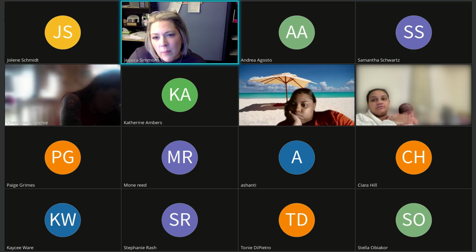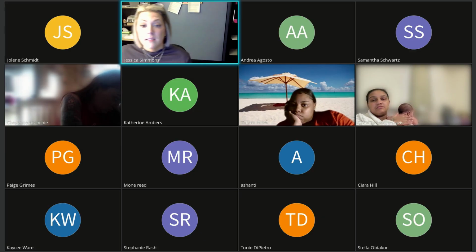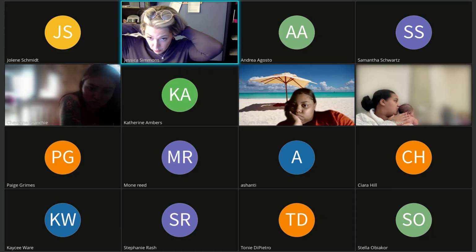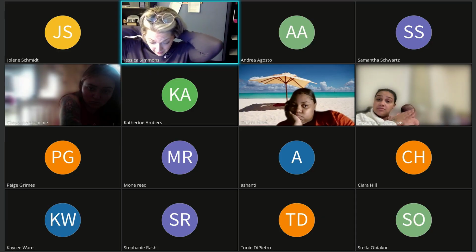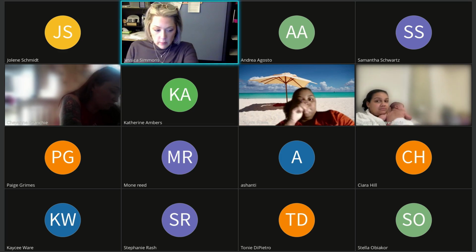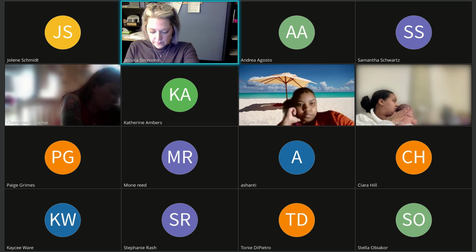Are we allowed to draw on the whiteboard before the test? No, you cannot draw on your whiteboard before the test. As soon as you hit start, you can write whatever you want on your whiteboard. But until you hit start, you cannot do that. That's called brain dumping, and it is actually illegal to do on the NCLEX. So as soon as you hit start, you can write whatever you want. Okay.